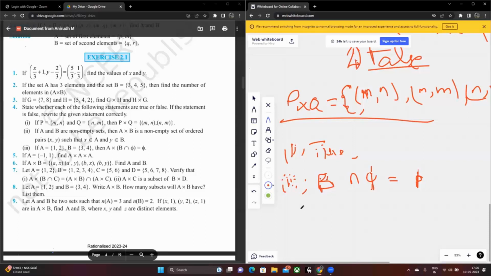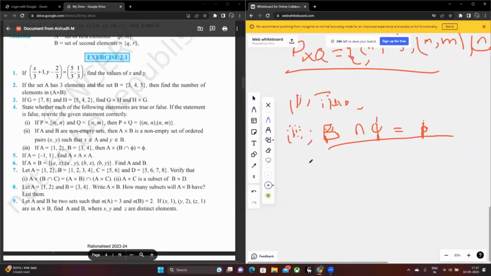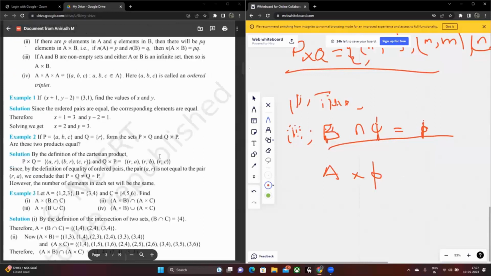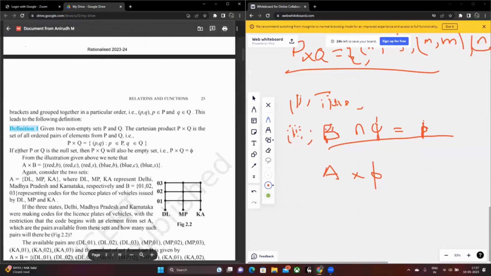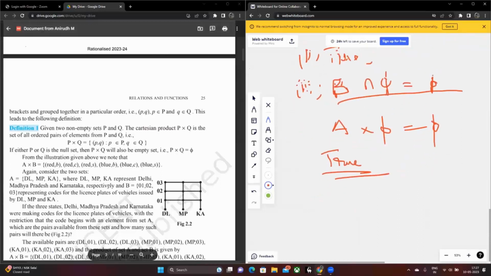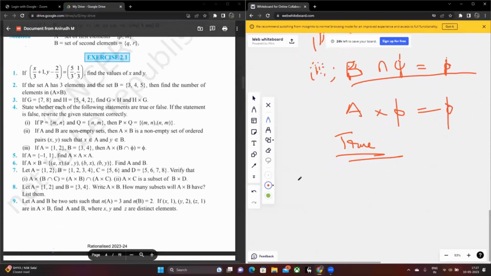So now, using this property, you see that this is basically the set A taking Cartesian product with an empty set, and using this property, if either P or Q is a null set, P cross Q will also be a null set, right? So this is basically a null set. Therefore, it is true, right? That solves question number 4.